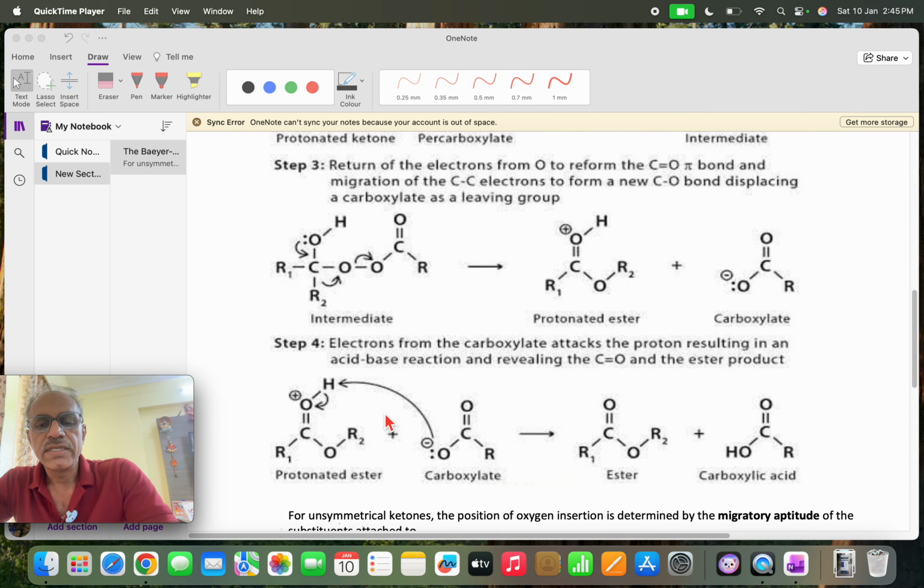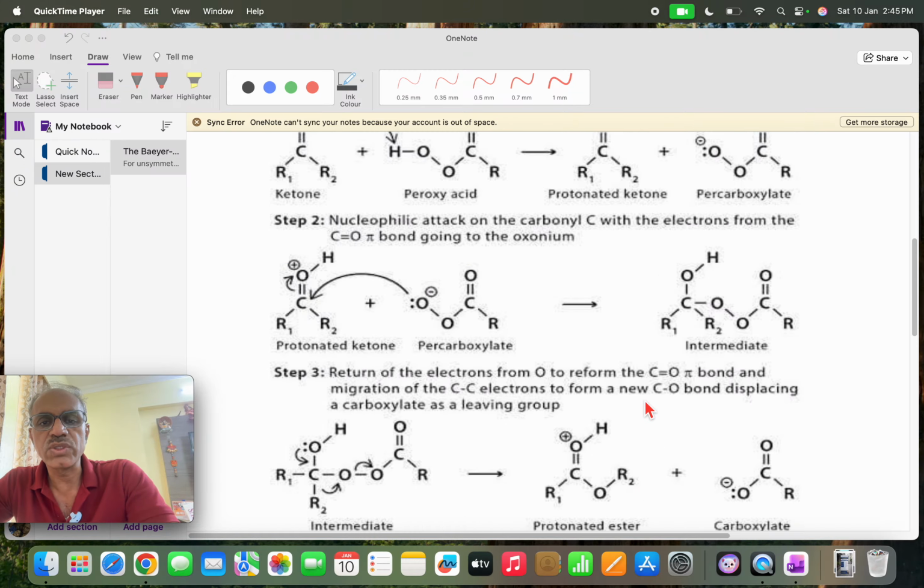Now the carboxylate ion, the anionic O minus, will accept the proton, due to which the positive charge is neutralized, and we get a particular ester, and this becomes a carboxylic acid. Okay. Once again I will go through the mechanism.